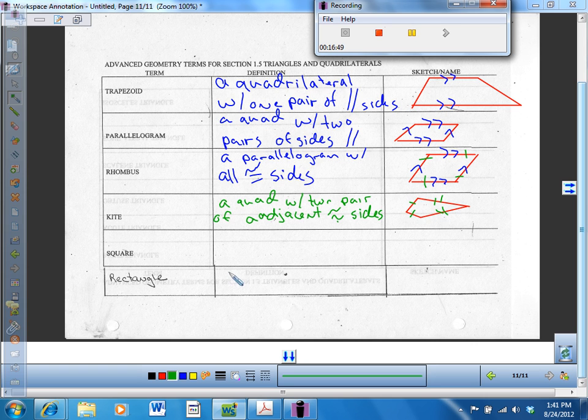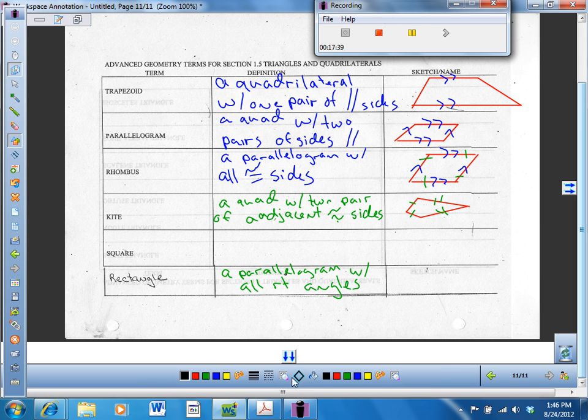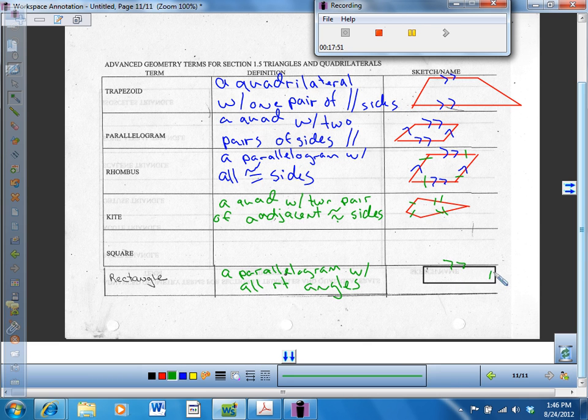So you can define a rectangle as a parallelogram with all right angles. Okay? And I know you know what a rectangle looks like, right? I don't have to draw one of those for you, but I'm going to do it anyways. I'm such a thoughtful person. Okay? So this is a rectangle, and you could say, well, it's a parallelogram, right? But that parallelogram happens to have all right angles.